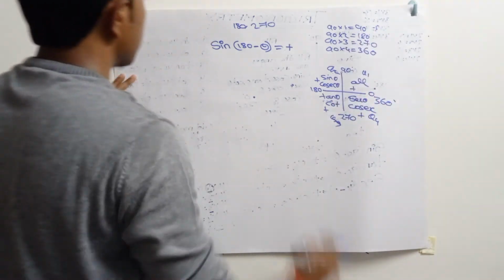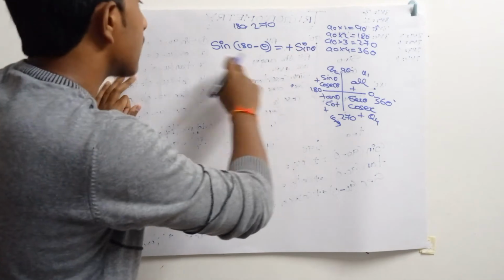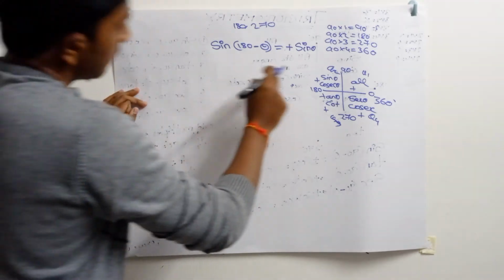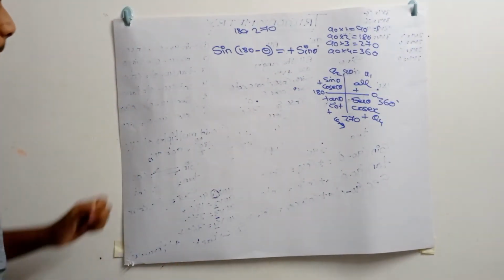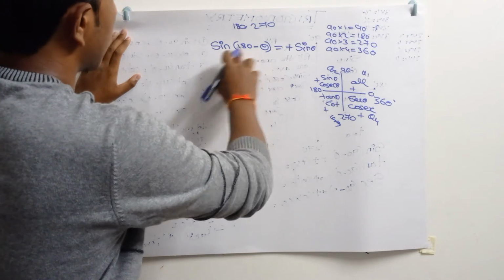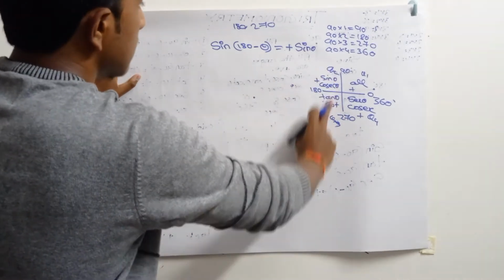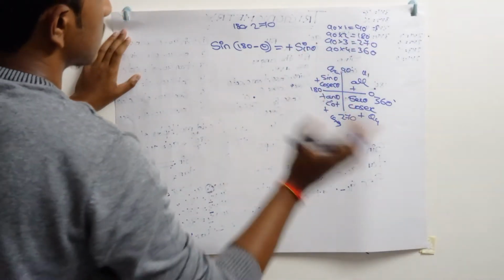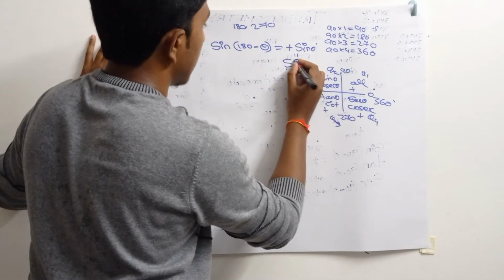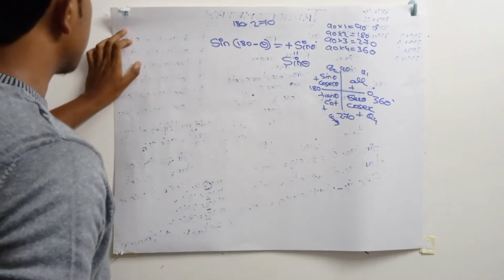Whenever they are even multiples, just write the same thing. If it is sine, write the sine. If it is cos, write the cos. If it is cot, write the cot. If it is tan, write the tan. Doing that way, guys. Sine 180 minus theta: 180 minus means second quadrant, sine is positive, and 180 is even. Sine does not change to cos, sine remains as sine. Sine 180 minus theta is sine theta.